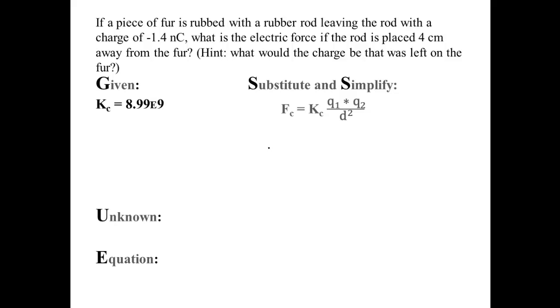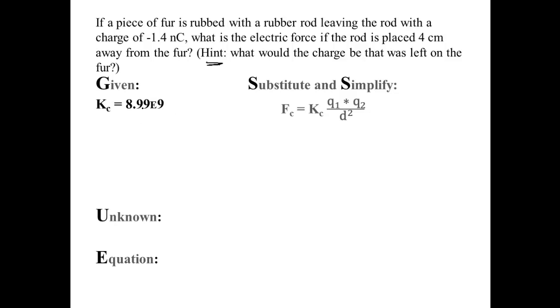A piece of fur is rubbed with a rubber rod, leaving the rod with a charge of negative 1.4 nanocoulombs. What is the electric force if the rod is placed 4 centimeters away from the fur? And then they give you this hint right here about what would the charge be that's left on the fur. And that's a hint to help you figure out what the other charge is.